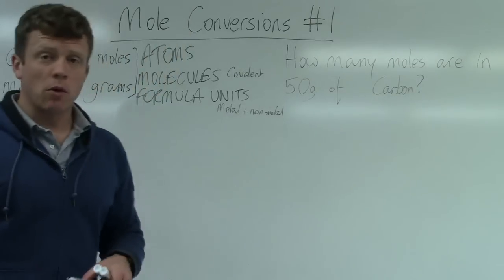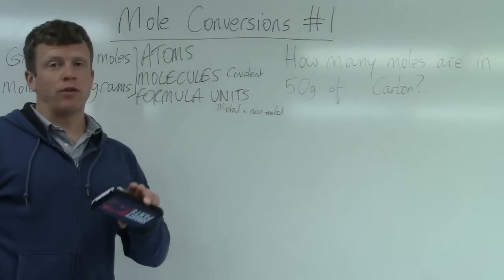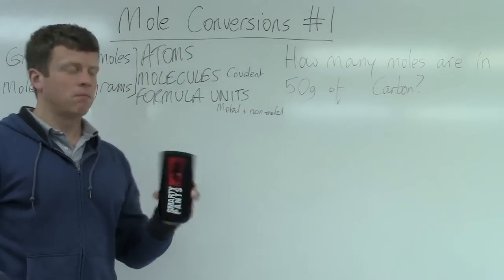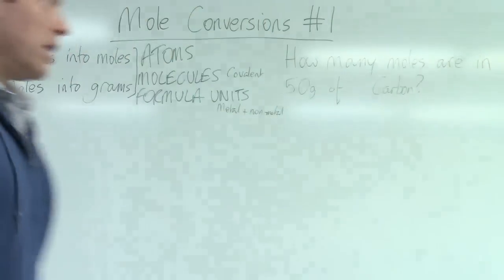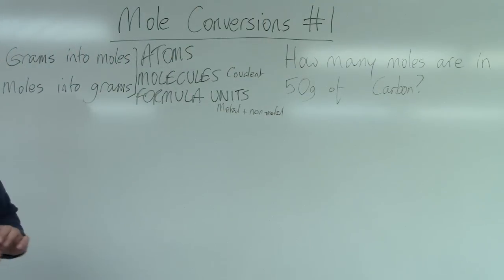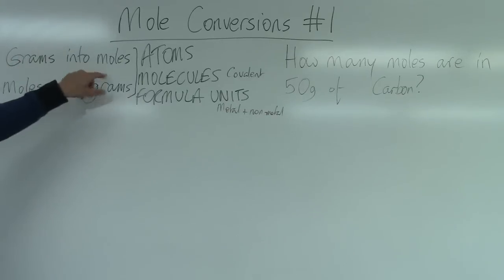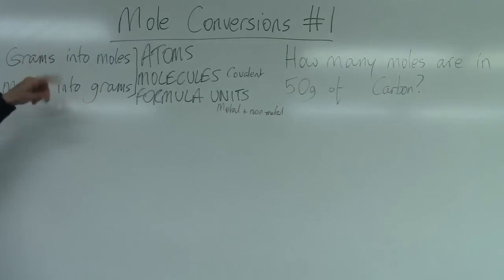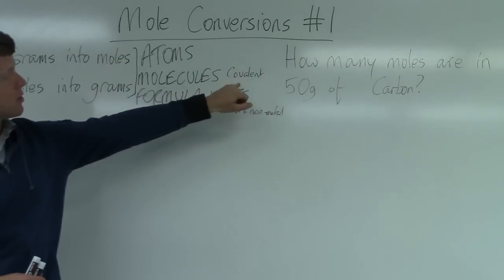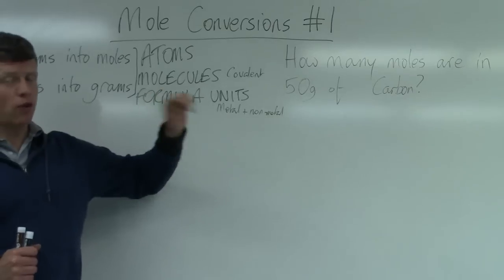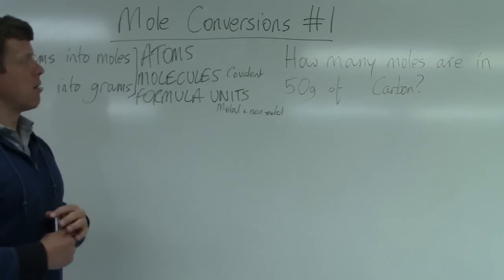So in this video I'm going to go over one of the first types of calculations using the mole. You'll need a calculator and a periodic table, and let's get started. So the big idea here is changing grams into moles, or moles into grams, or vice versa. We'll do that for single atoms, molecules, which are covalent substances, and formula units, which are ionic, metal and non-metal.